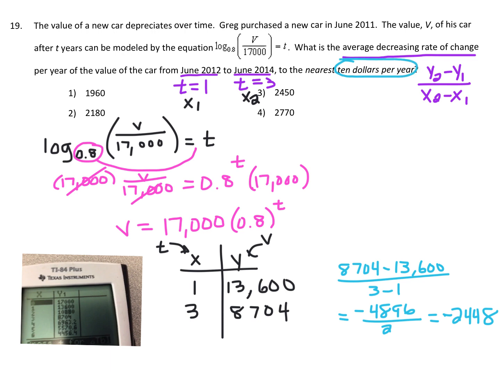Now, they want us to round that to the nearest $10 per year. So to the nearest 10, that would be going down by 2,450, which is what choice 3 says. So there's our answer.